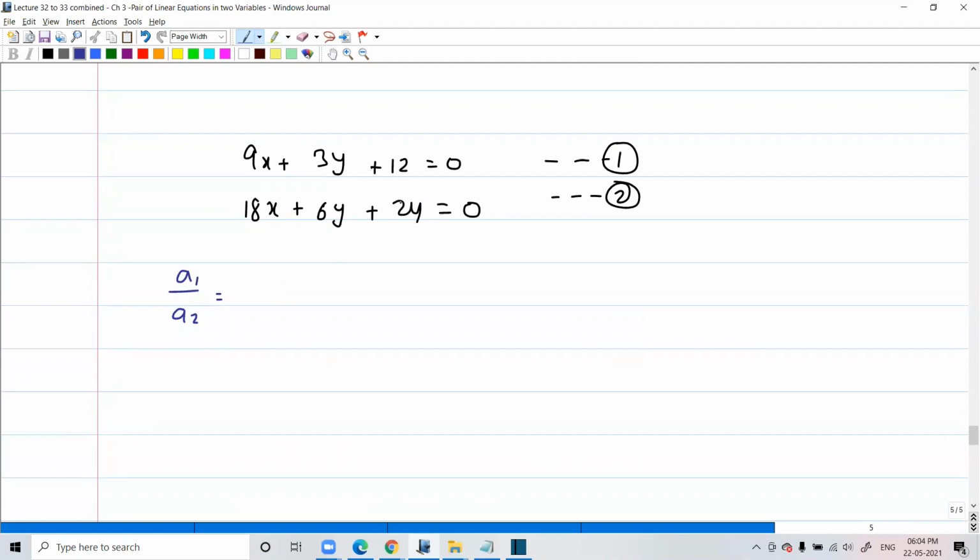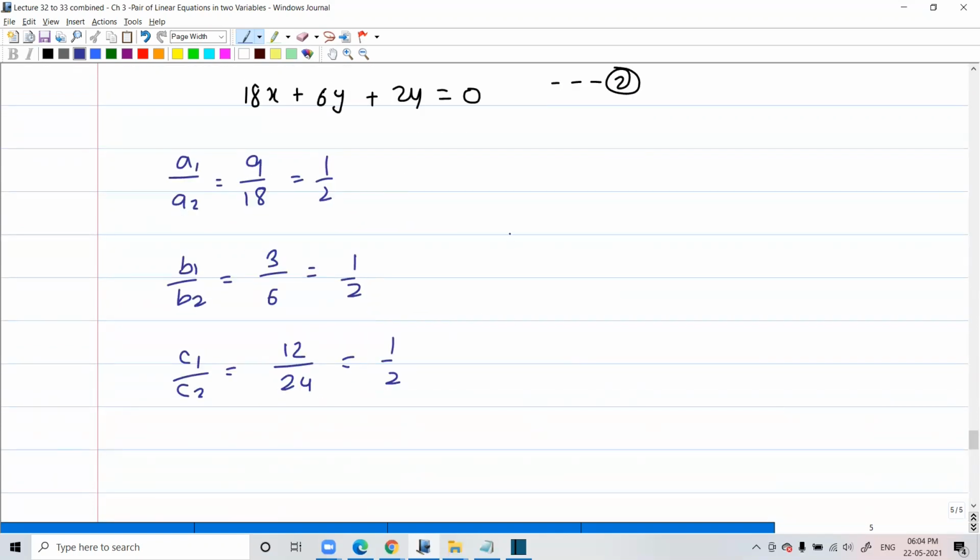Tell me quickly. What is A1 by A2? 1 by 2, sir. Yes, it is 9 by 18, which means it is 1 by 2. Okay, then same way, what is B1 by B2? 1 by 2. 3 by 6, which is again 1 by 2. And we see that C1 by C2, that is also 12 by 24, and that is also 1 by 2.